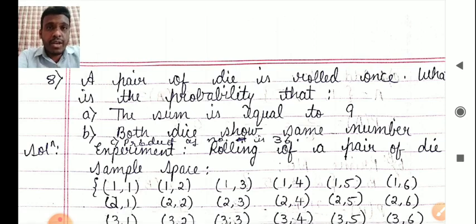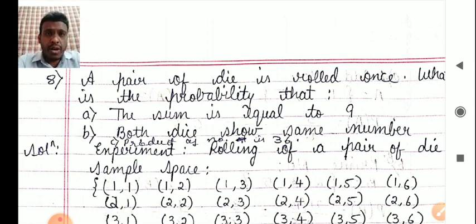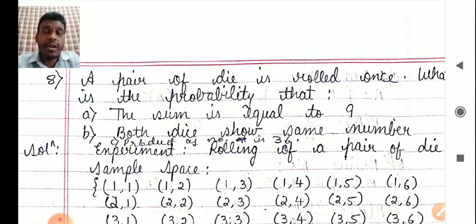The problem is actually quite straightforward. First we write the experiment. Here the experiment is rolling of a pair of dice, then the sample space. If a pair of dice is rolled, you should know by heart that the number of items in the sample space is 36. It's always recommended that when a pair of dice is rolled, you write the sample space. But if it comes for only 2 marks, then it's okay if you don't write it. If it comes for 5 marks, you have to write the sample space.